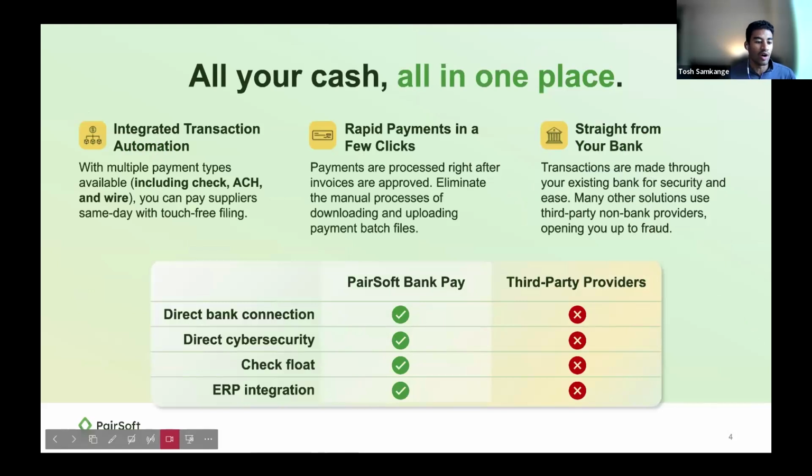All your cash can now be accessed in one place through our integrated transaction automation. This includes multiple payment types, including check, ACH, and wire, and you'll have the ability to pay suppliers same day with that touch-free filing. Again, it's direct integration with your bank for check, ACH, and wire payments. Those payments can also be processed right after the invoices are approved. This will eliminate that manual process where a lot of our customers today are downloading a file and uploading that payment batch file to their bank. Take out the middleman and have that direct integration.